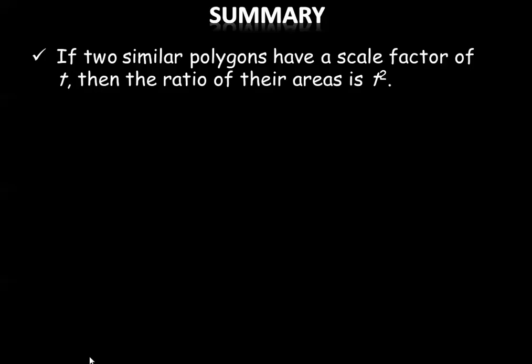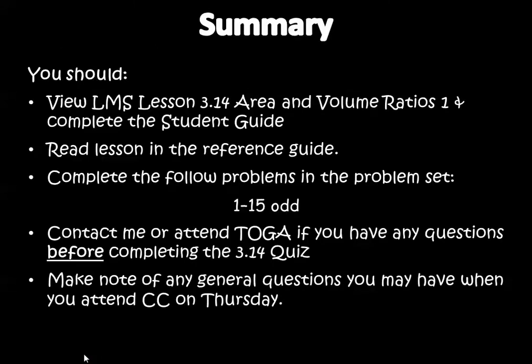Just to summarize, if two similar polygons have a scale factor of t, then the ratio of their areas is t squared. That's what we've learned. So go through and view the LMS lesson 3:14, Area and Volume Ratios, Part 1, and complete the student guide. Read through the lesson and the reference guide, and complete problems 1 through 15 odd.